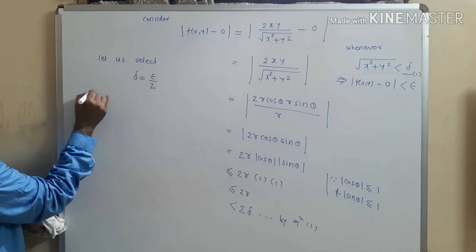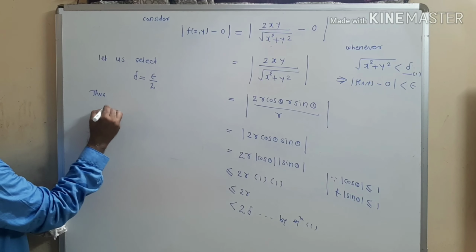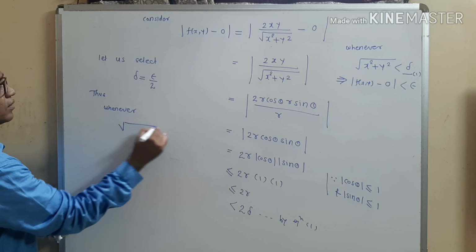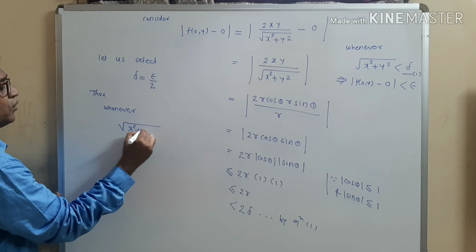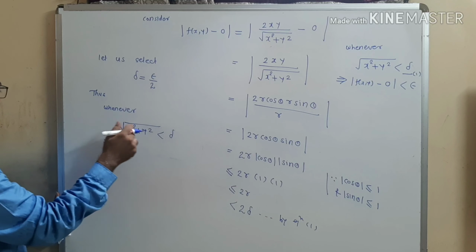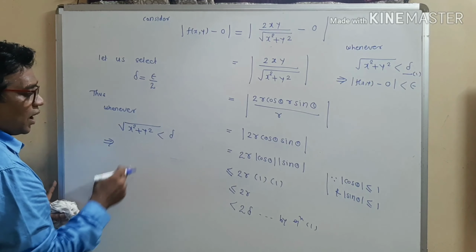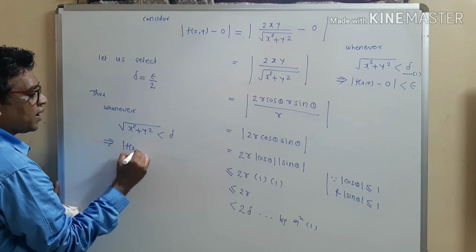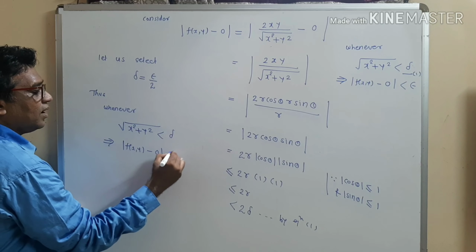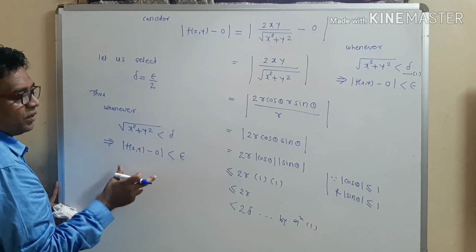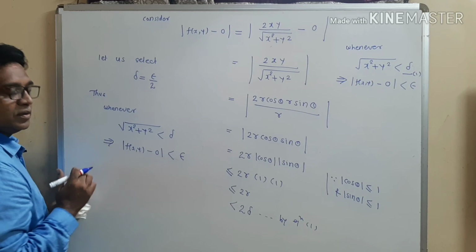So write down, thus, whenever under root x square plus y square less than delta, this is our starting step. And we have found this modulus f(x,y) minus 0 less than epsilon. So according to the definition of limit, this 0 is called the limit.